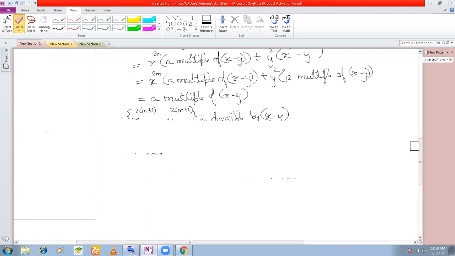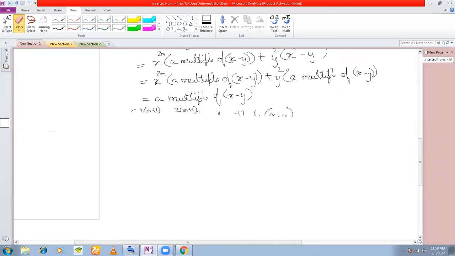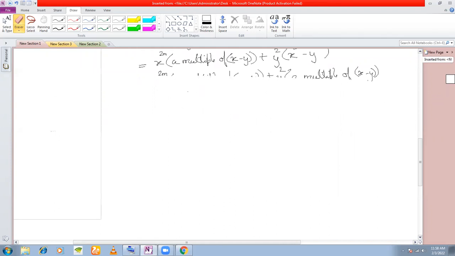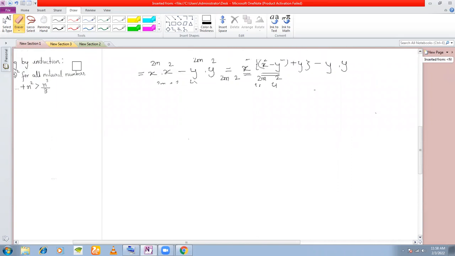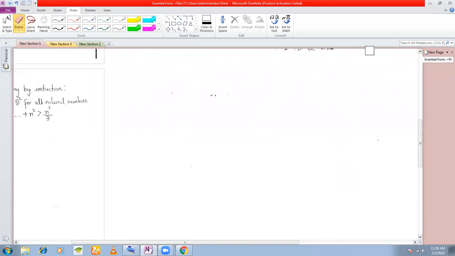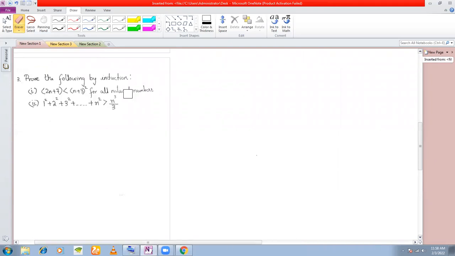Okay, next question. We have finished all questions on divisibility, right? The next question will deal with inequalities, how to prove mathematical inequality statements with the help of principle of mathematical induction. Okay, so let's see how to prove inequalities. New type of mathematical statement.